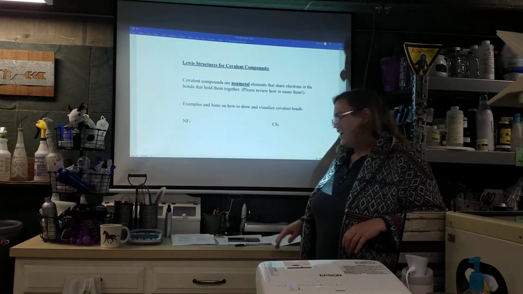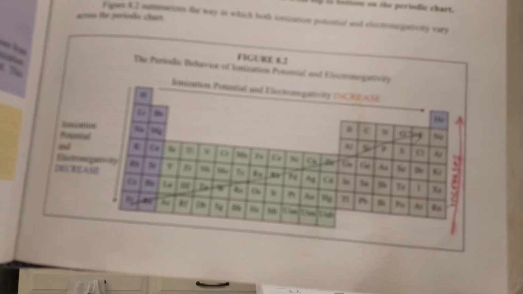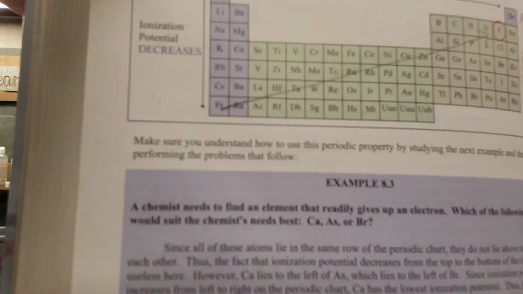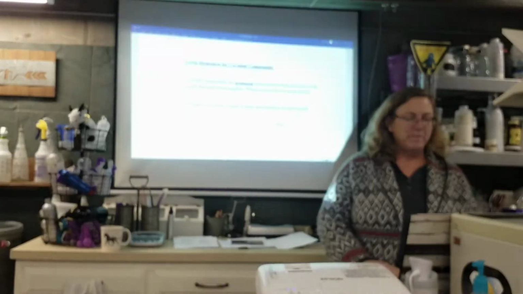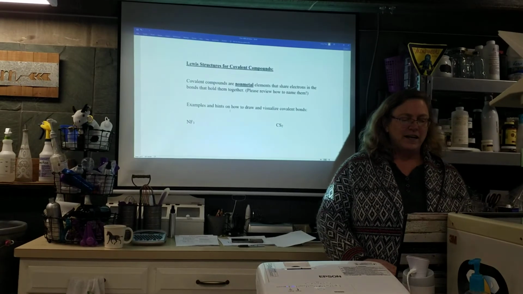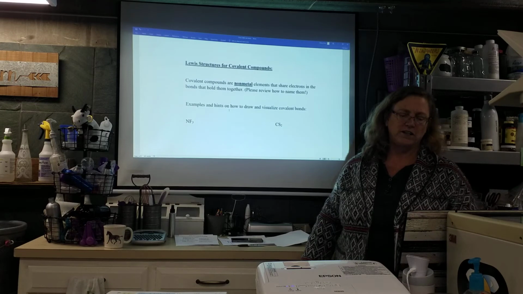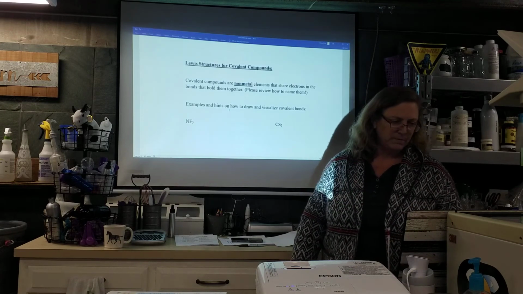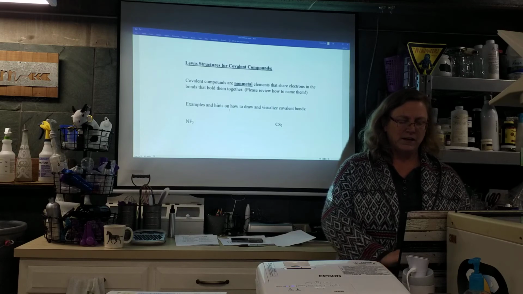All right, so last week we worked on Lewis structures for atoms, for a single element. This week we're going to work on Lewis structures for covalent compounds. Remember that a covalent compound is a non-metal and a non-metal, and they are sharing electrons. They're not giving them up. Okay, so they share the electrons in the bond that hold them together.